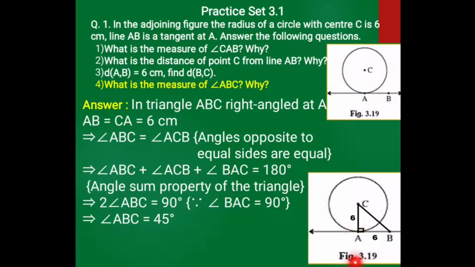We know the angle BAC, which is 90 degrees. So we substitute BAC as 90 degrees. After transferring this 90 to the right hand side, we get 180 minus 90. So we directly write here 90 degrees. Angle ABC and angle ACB are the same. So we write these first two terms as 2 times angle ABC. So dividing by 2, we get angle ABC equals 45 degrees. So in this way we solve question 1.